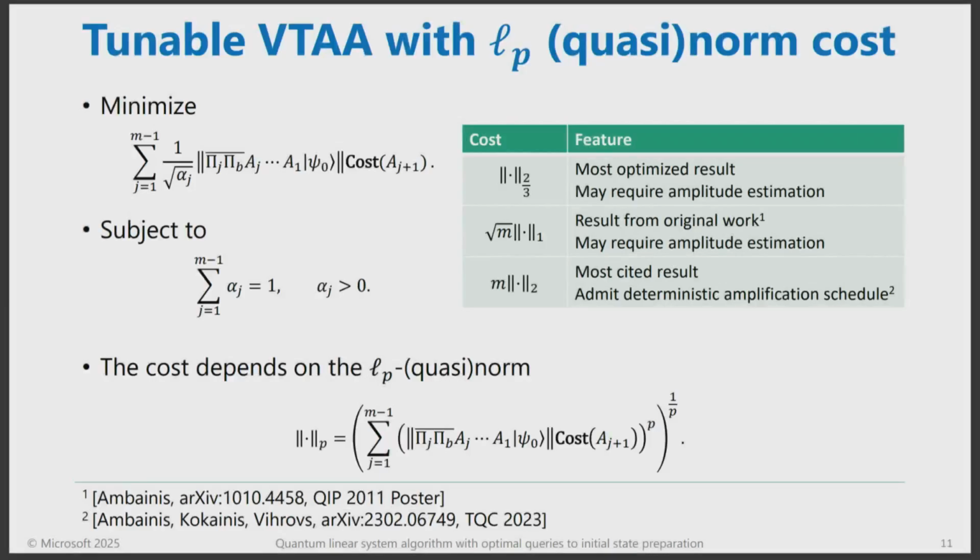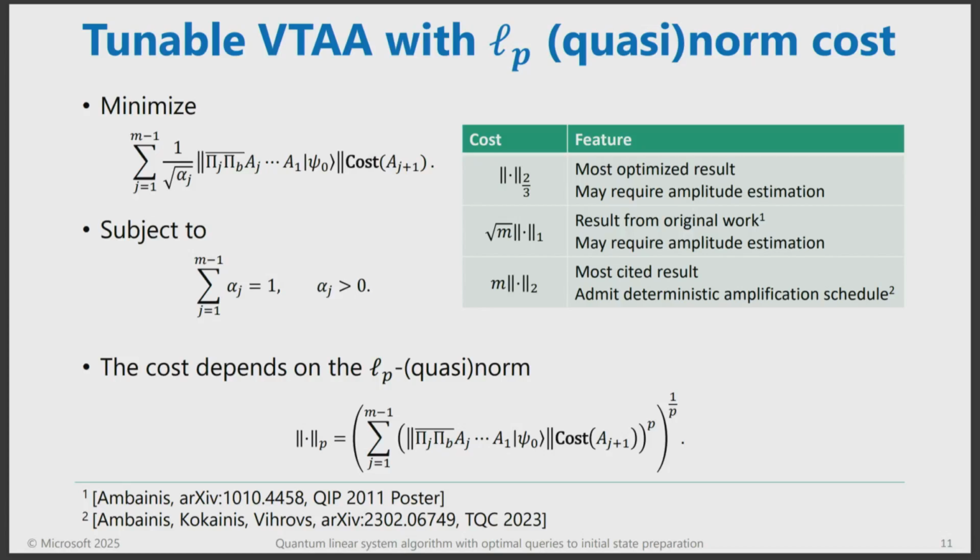And here's a more mathematical formulation of what I have just described. So we want to minimize the query complexity of VTAA. We introduce a tunable parameter that tunes the size of the blue boxes. There are some constraints that we have to satisfy. For example, maybe we don't want to overcook the amplification, or maybe we want to control the loss factor. But in any case, this minimization problem has a closed form solution, depending on the P norm, or in some cases, quasi-norm. And we also have a table which compares this result with some previous descriptions.